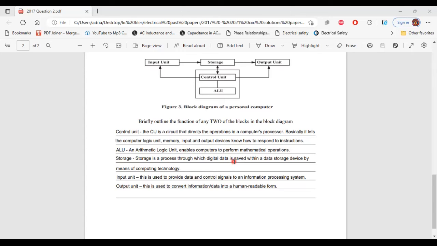Next up, we have input devices, our input unit, I should say. The input unit is used to provide data and control signals to an information processing system. The output unit now is used to convert information or data into human readable form. All right, so those are the functions of each block in the block diagram. And that's it for this question.